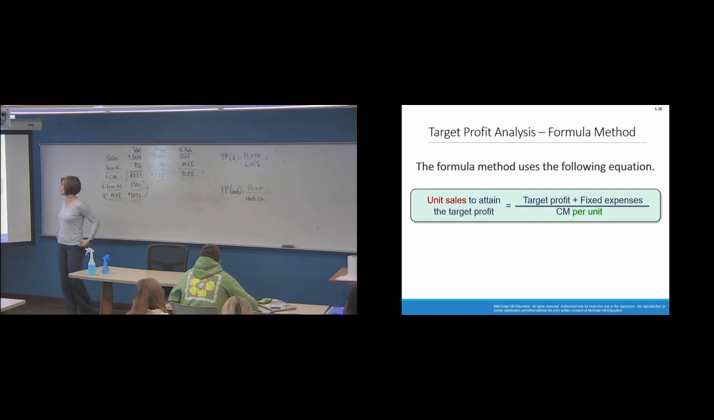So target profit: fixed expenses plus target profit, divided by contribution margin per unit. Because again, the relationship is that my contribution margin is covering these two items. Contribution margin is covering the things in the numerator. That's the relationship between them.